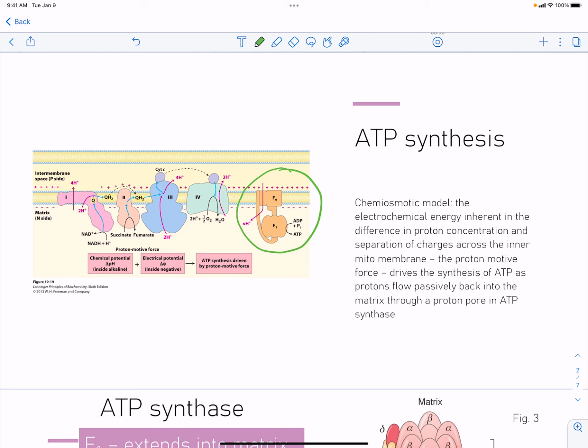Now, the electron transport chain is what's going to generate the proton concentration, and you're going to have a higher concentration of protons in the inner membrane space as compared to the matrix. And so this charge difference across the membrane is what's going to drive the proton motive force, and the proton motive force is what's going to drive the synthesis of ATP. ATP synthase is the enzyme that's going to pick up the protons from the inner membrane space and release them into the matrix. And this flow back through the ATP synthase into the matrix is going to generate ATP.